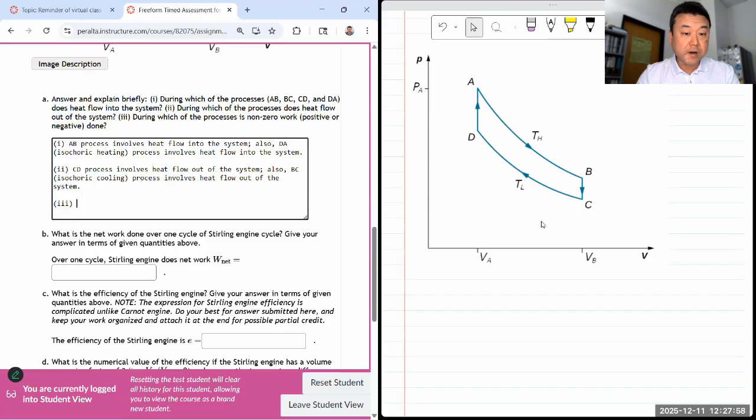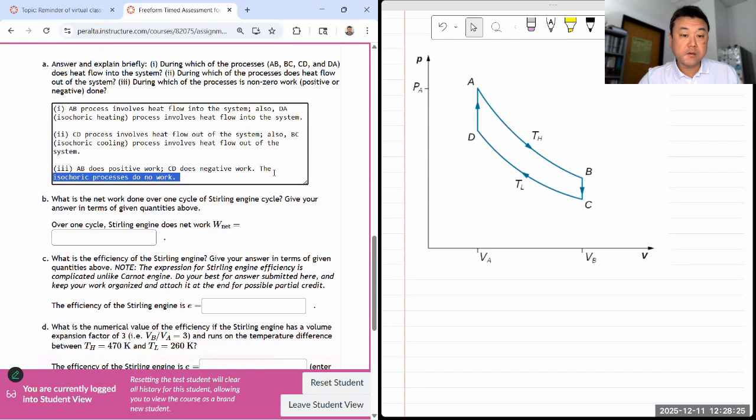3. During which of the processes is non-zero work done? A to B and C to D. A, B does positive work. C, D does negative work. The isochoric processes do no work. And this is again different from the Carnot cycle where adiabatic process does involve work being done, so that temperature can change without the heat flow.